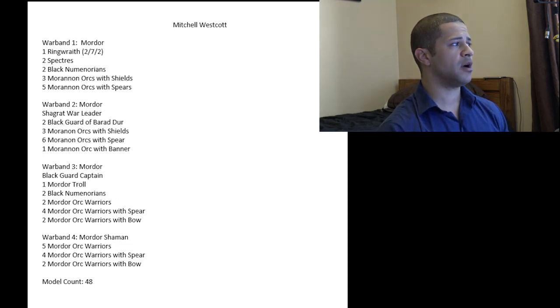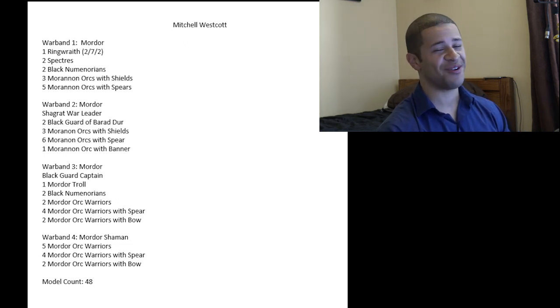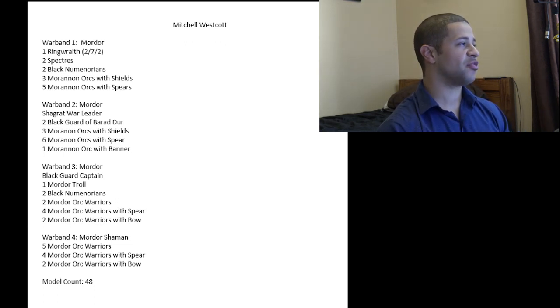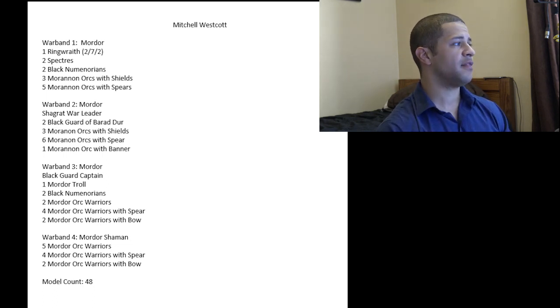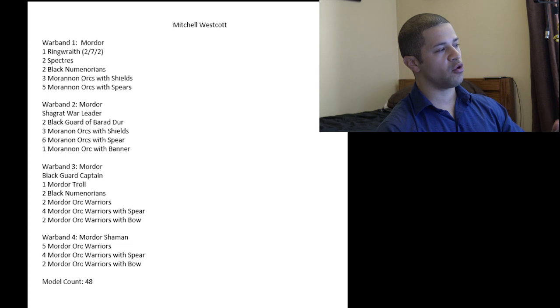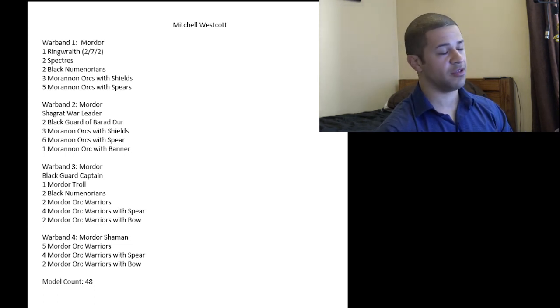Then, next warband of Mordor, he took Shagrat, always an awesome hero, and two Blackguard, three Morannon Orcs with shields, six with spear, one with a banner. So this is another person who subscribes to having a banner, even though the missions don't call for one. And then he has a Blackguard captain, a Mordor troll, two Black Numenoreans, and then a slew of Mordor Orcs with a Mordor Orc shaman. He has a bunch here, and he's got 48 models in total.